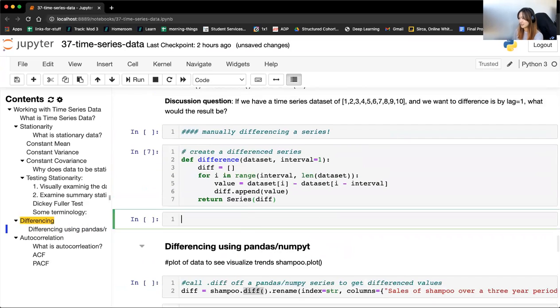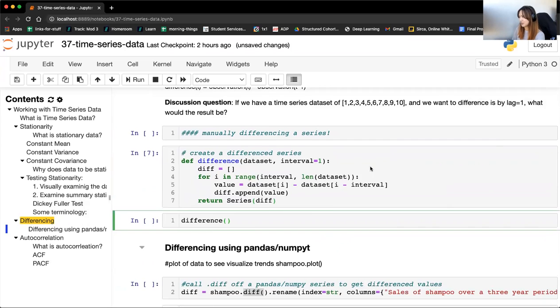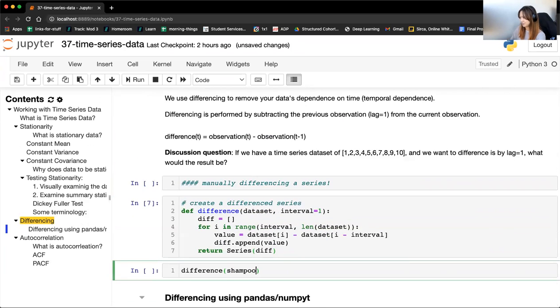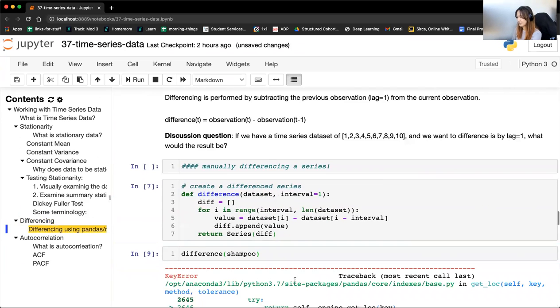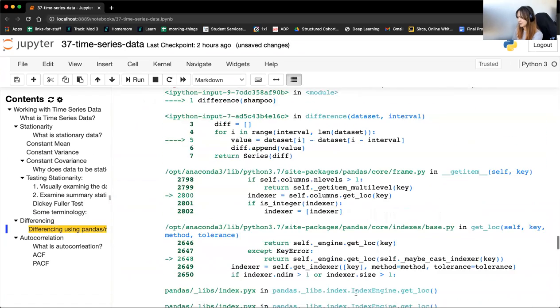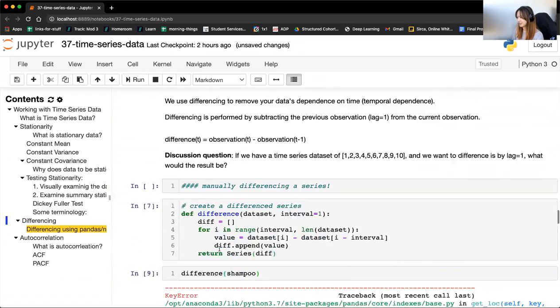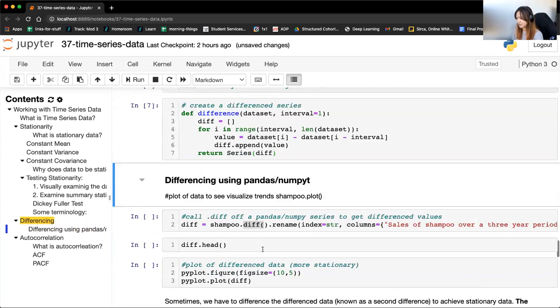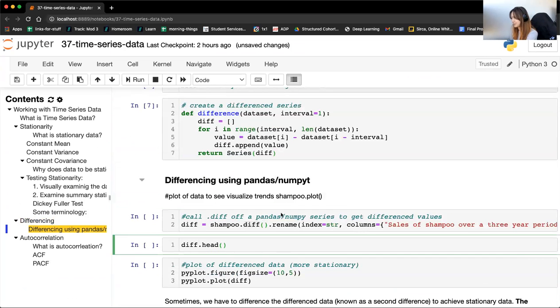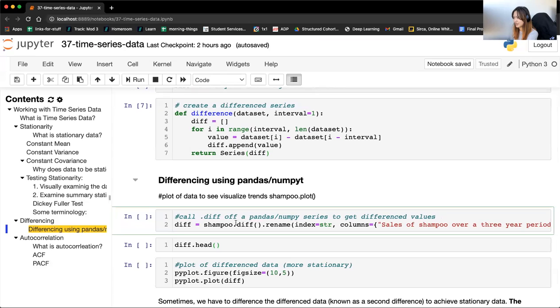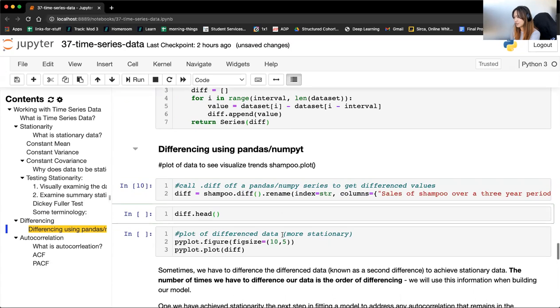So our difference data will look like this. If we difference our shampoo data set, oops. What happened here? Sorry, guys. We'll just use this function for now. But this differencing method will basically do the differencing for you. And by default, it is 1. So we run this real quick.